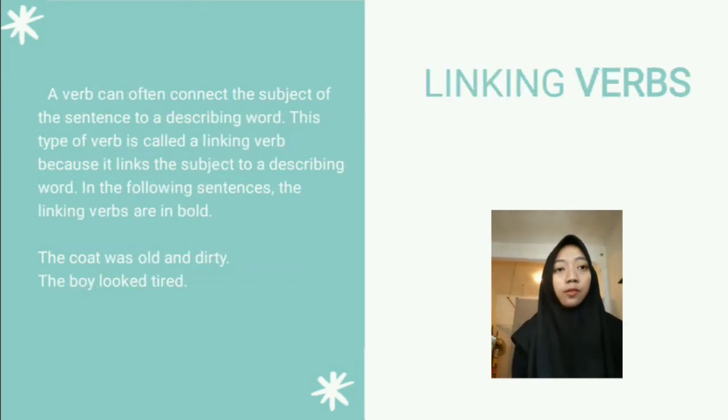A verb can often connect the subject of the sentence to a describing word. This type of verb is called a linking verb because it links the subject to a describing word. In the following sentences, the linking verbs are in bold. For example, the coat was old and dirty, and the boy looked tired.